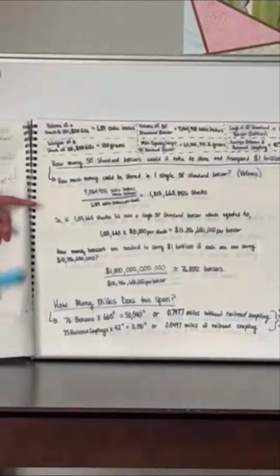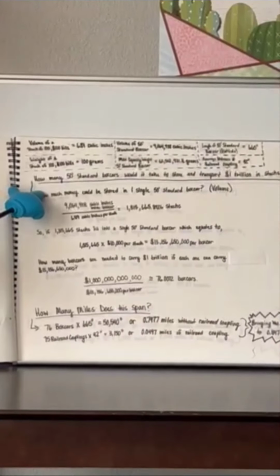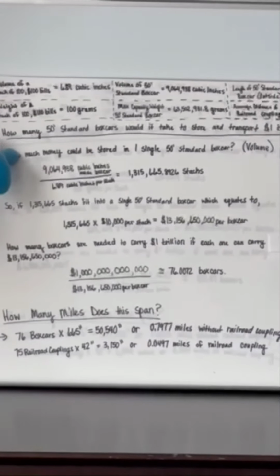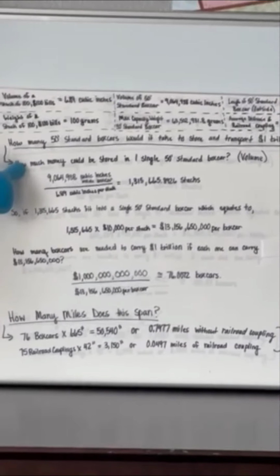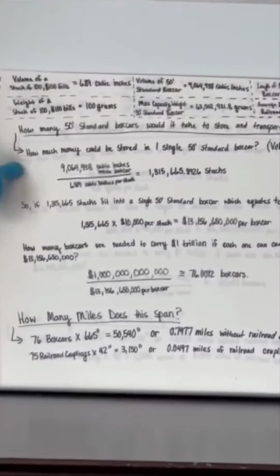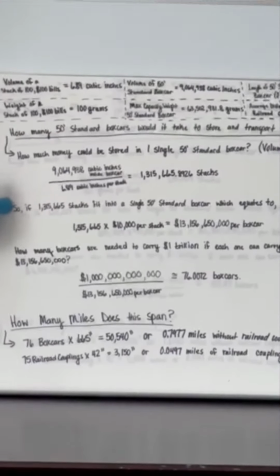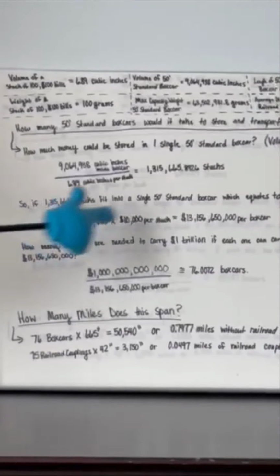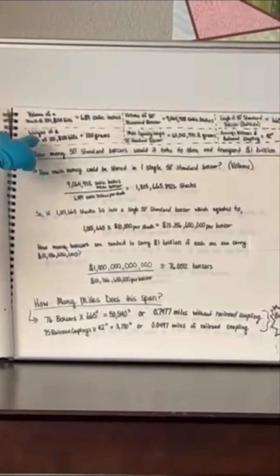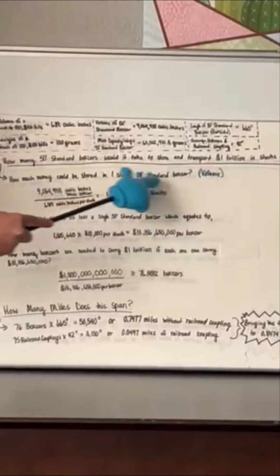The next question we want to answer is how many 50-foot standard boxcars would it take to store and transport $1 trillion in stacks of $100 bills? In order to answer that, we first need to know how much money could be stored in one single 50-foot standard boxcar, in terms of volume. Up here I have all of that useful information that we saw two pages ago.